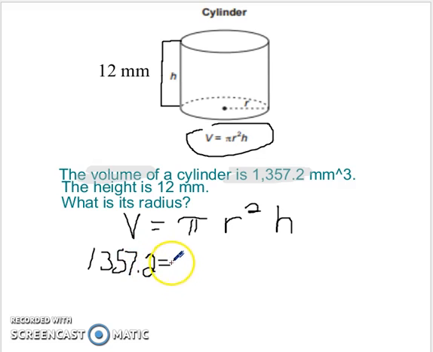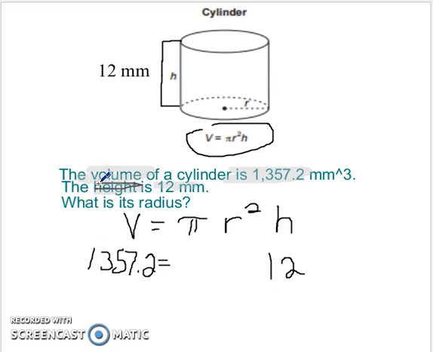Okay, let's go back to our problem and see which other numbers we have. The volume is this. The height is this. Oh, h is height. Whoops. So I know I have the height. I'll highlight the height and what the height is. Now I'll plug that in for height. Height is 12. I'll put that under the h.